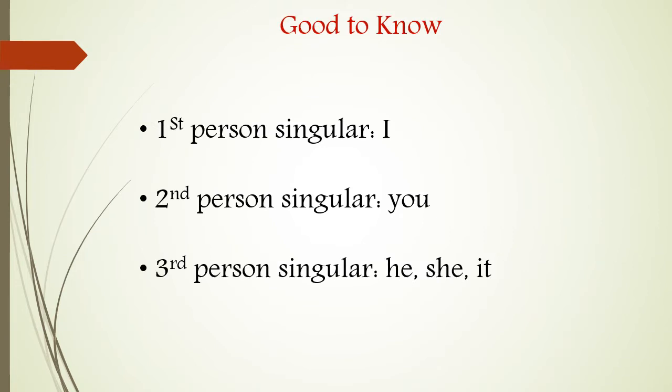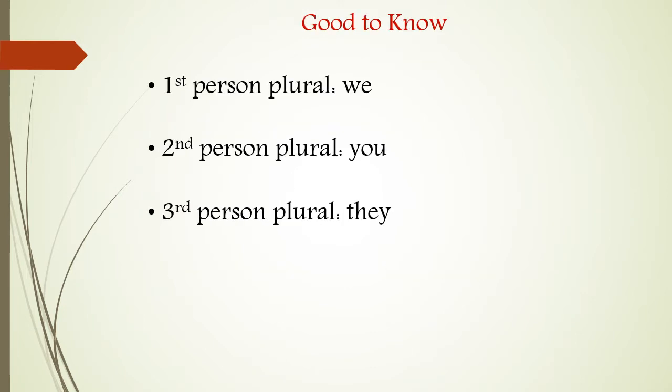But before we start, it is very good to know that the first person singular means I, the second person singular means you, and the third person singular means he, she, and it. Whereas the first person plural means we, the second person plural means you, and the third person plural means they. These are the pronouns.